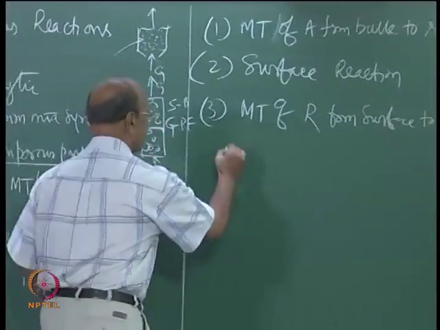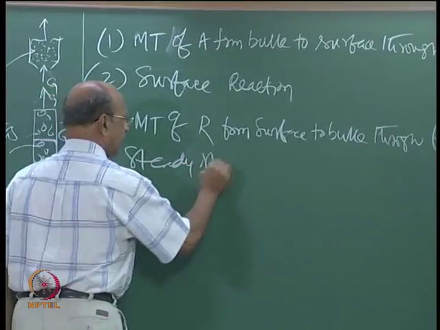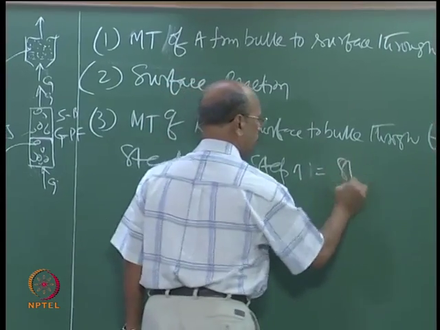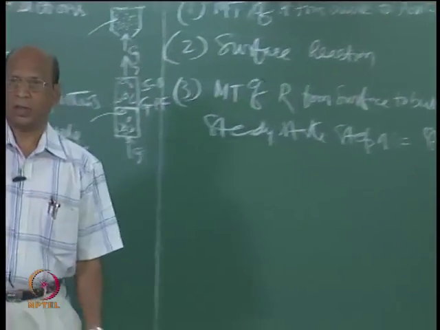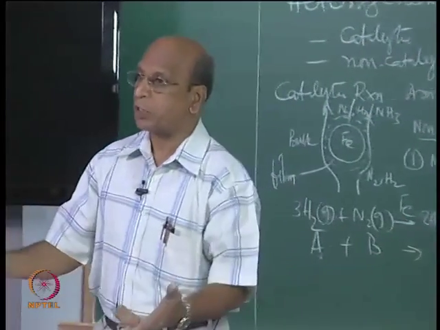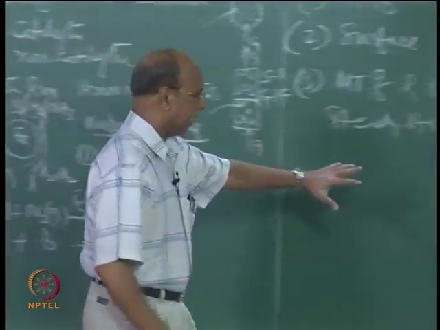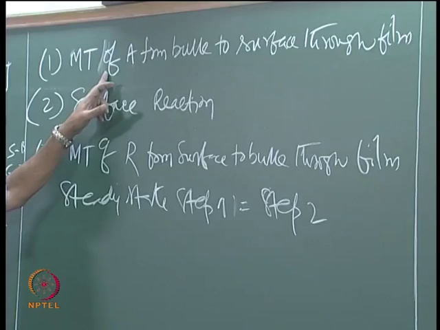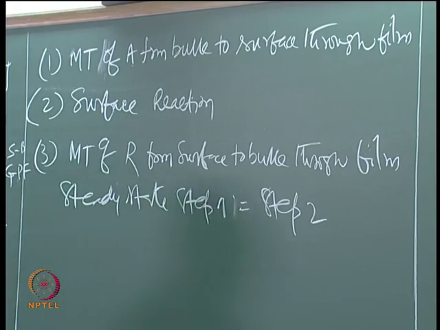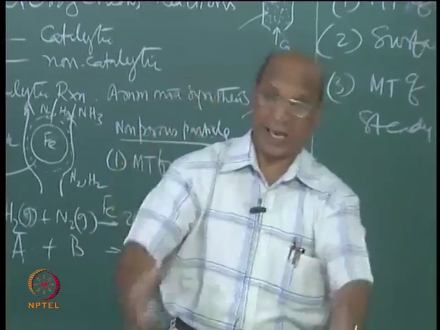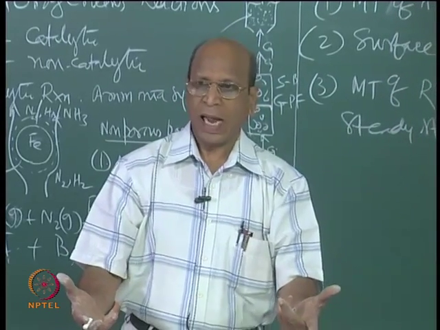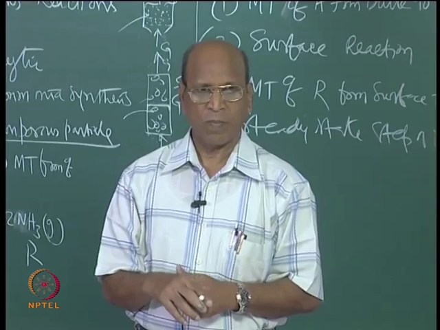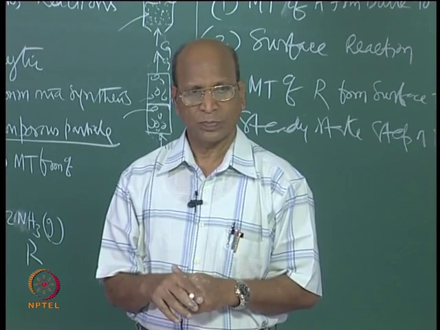Now, under steady state, step 1 equal to step 2, correct, no? The other one also is there, but that is not participating in the reaction. And when I want to develop an equation, this is the mass transfer step, so many moles are going. Under steady state conditions, so many moles per unit time must react, correct, no? And they have to come out, but they are coming out in the third step, but it is not changing the rate. Then why are you not considering the third equation?